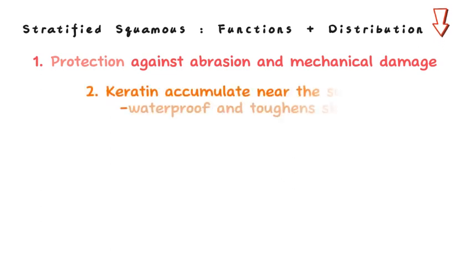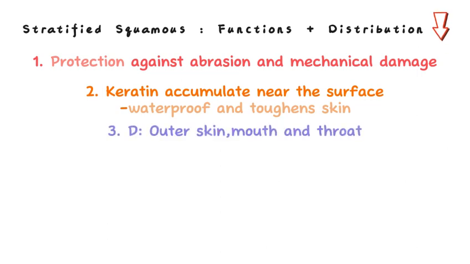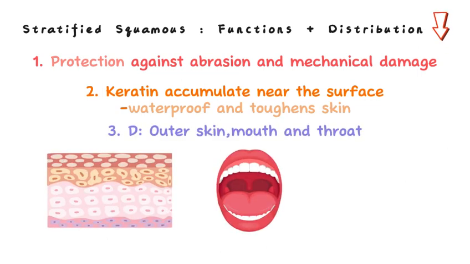Keratin accumulates near the surface. It is waterproof and toughens the skin. Stratified squamous epithelial cells can be found on the outer skin, mouth, and throat.